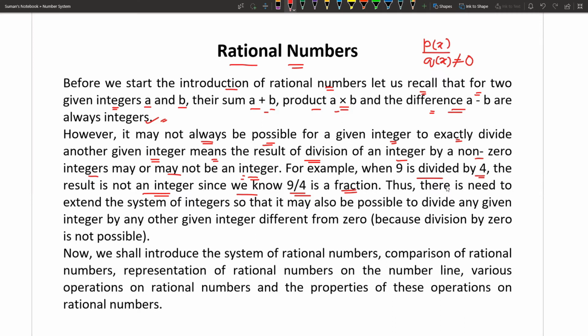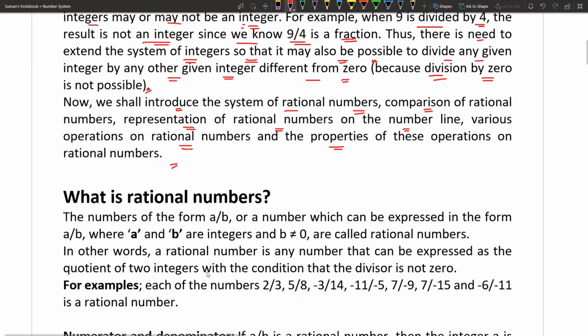Already we have discussed fractions in the previous video and you can check it there. Thus, there is a need to extend the system of integers so that it may also be possible to divide any given integer by any other given integer different from 0, because division by 0 is not possible. Now we shall introduce the system of rational numbers, the comparison of rational numbers, representation of rational numbers on the number line, various operations on rational numbers and the properties of these operations.